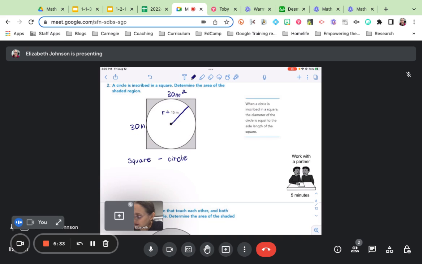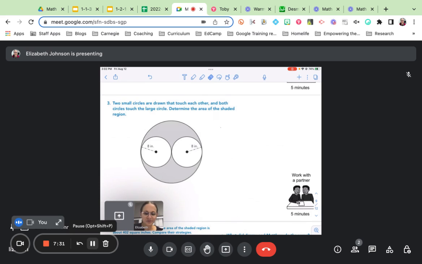We have a radius of 15 meters for our circle. We have all the information we need. For the square, we're just going to do the base times the height, and they are the same value. And for the circle, we'll do pi r squared. All right. This one is for you and your partner. Tackle it. You've got this. You can figure this out.